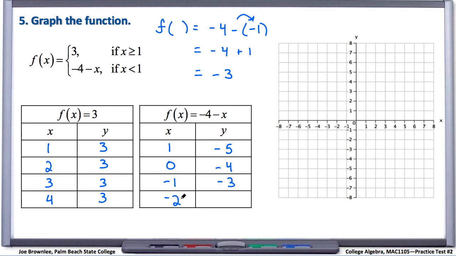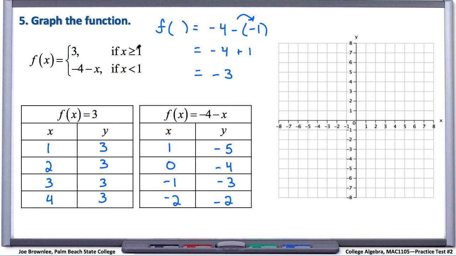We could go ahead and find out what the y value is when x is negative 2, but it looks like we have a pattern here, don't we? We would expect the next y value to be negative 2. As the x decreases by 1, the y is increasing by 1. All right, so we've got both of our tables filled out. Let's go ahead and plot all of these points.